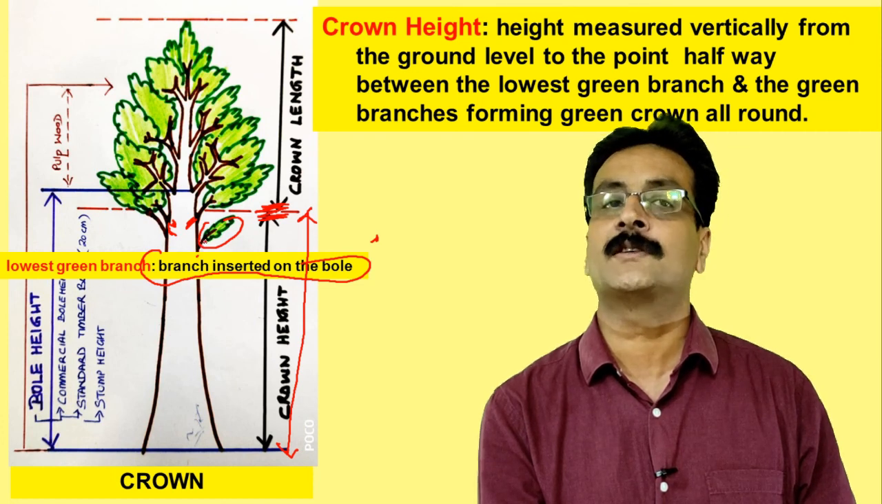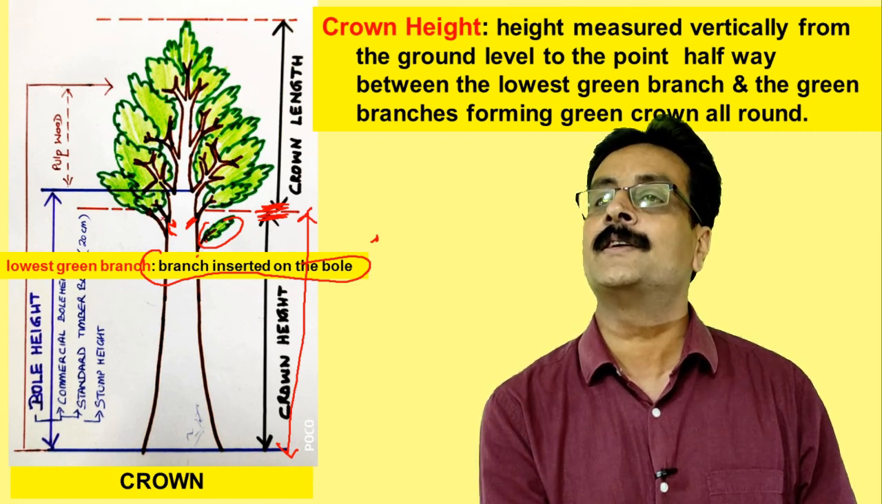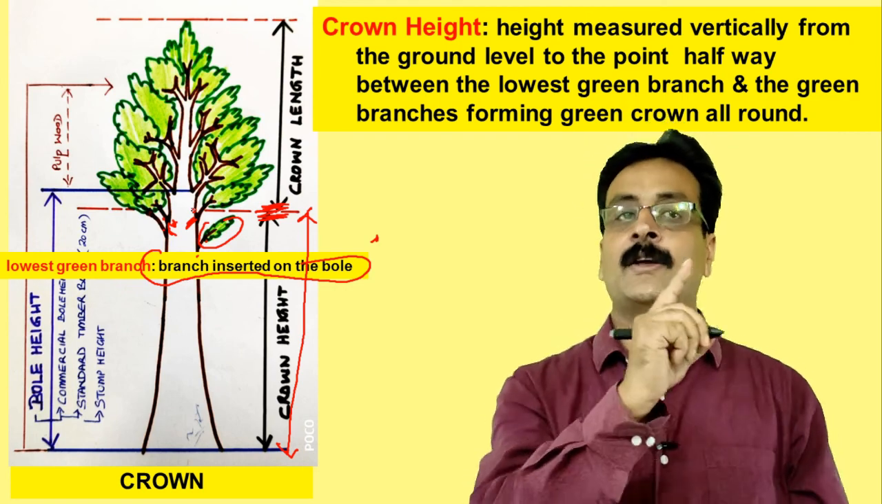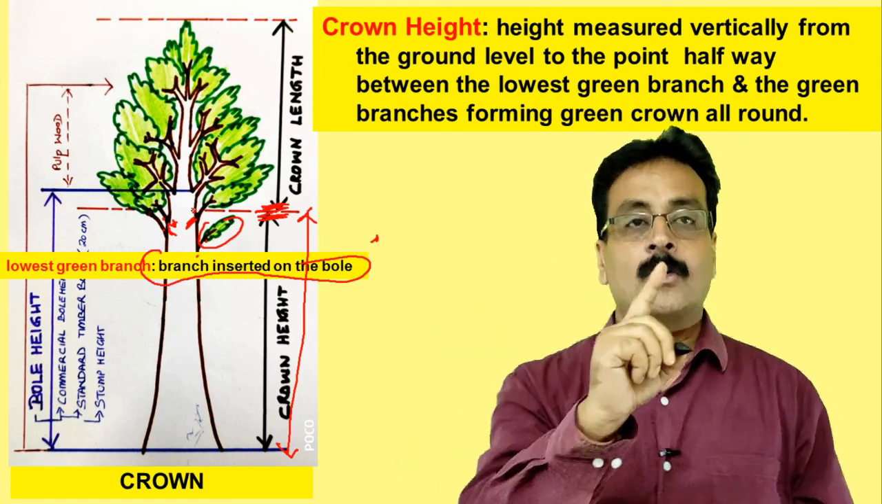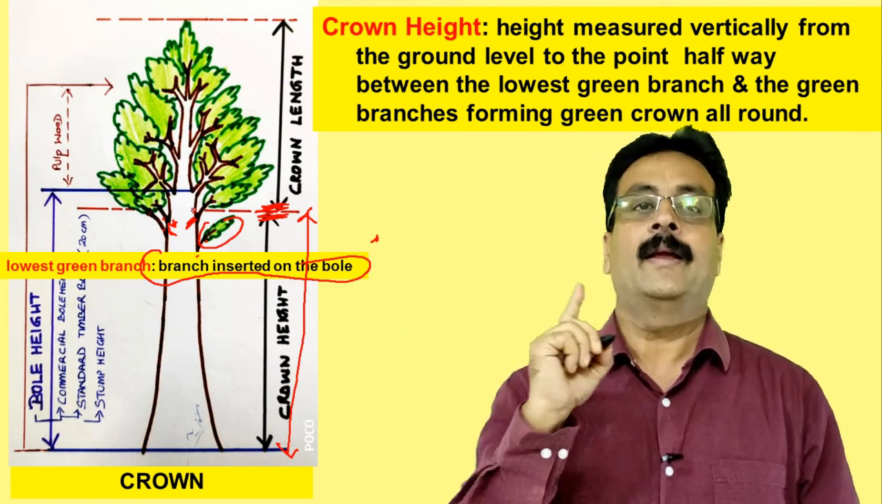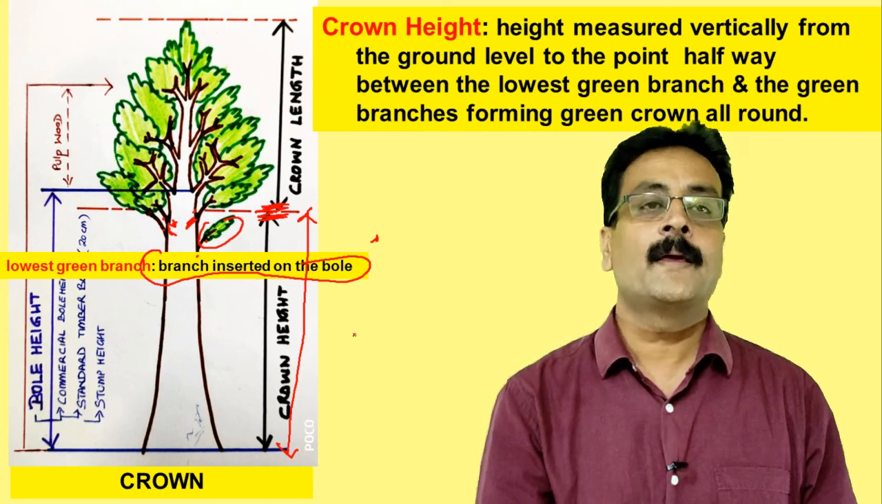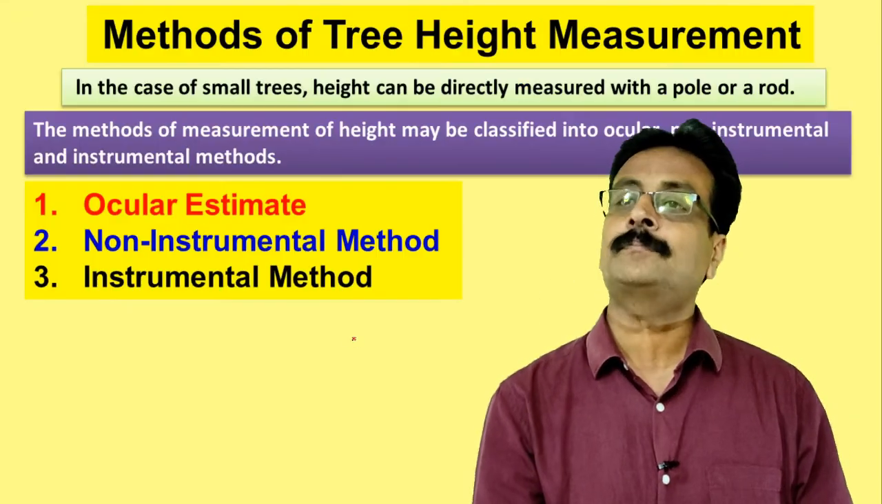So we don't consider this as the lowest branch. We consider here as the lowest branch, where it gives the full round crown around that tree. So this is called crown height and crown length.